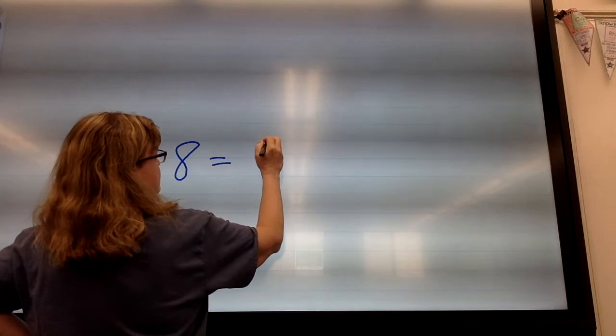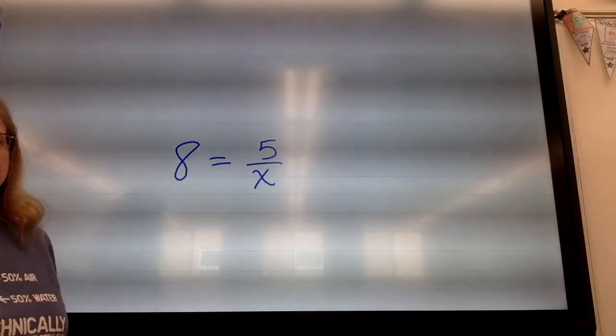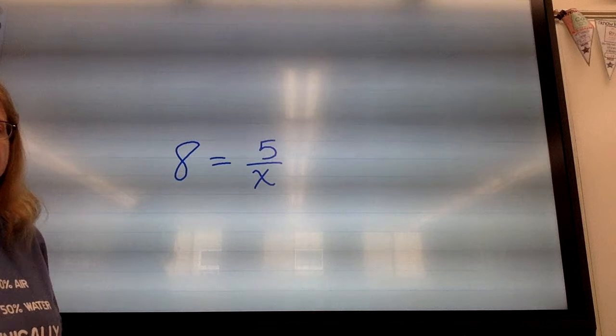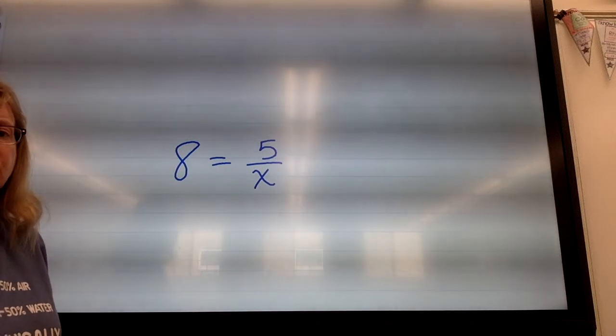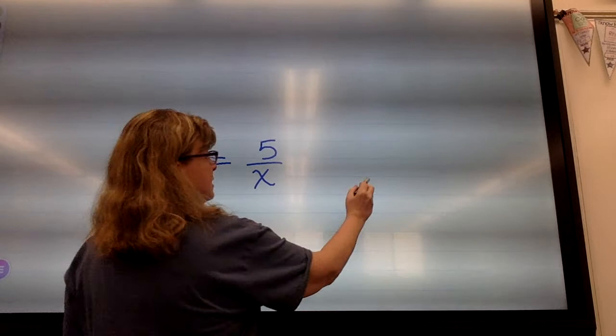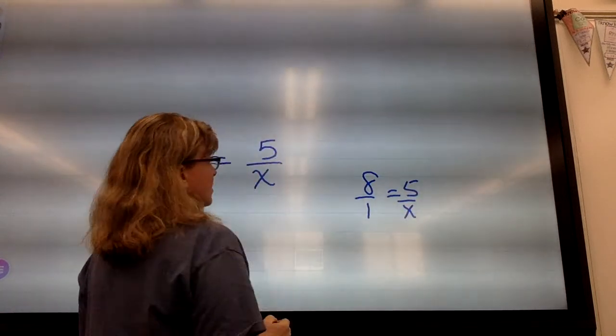Okay, so I want you to try a random problem. Let's do 8 equals 5 over x. Pause or whatever you need to do. Solve for x. You can use the cross multiplication. You have 3 steps. You can cross multiply, or you can do the algebra.